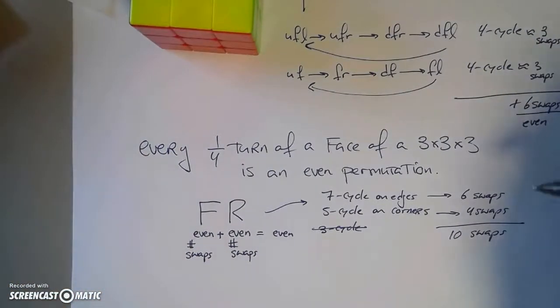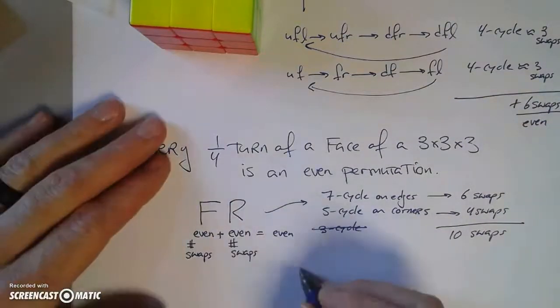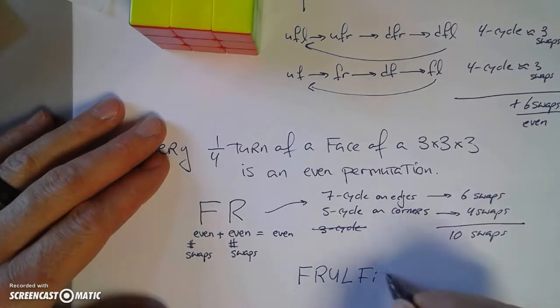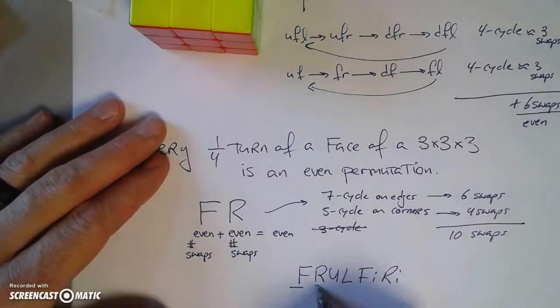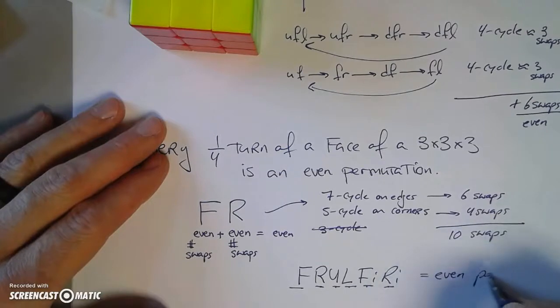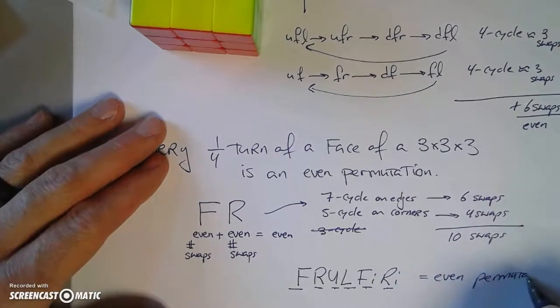So the punchline is, it doesn't matter if you do FR, you could do F, R, U, L, F inverse, R inverse. Every one of these is even. It's even plus even plus even plus even plus even plus even, which is still an even permutation.